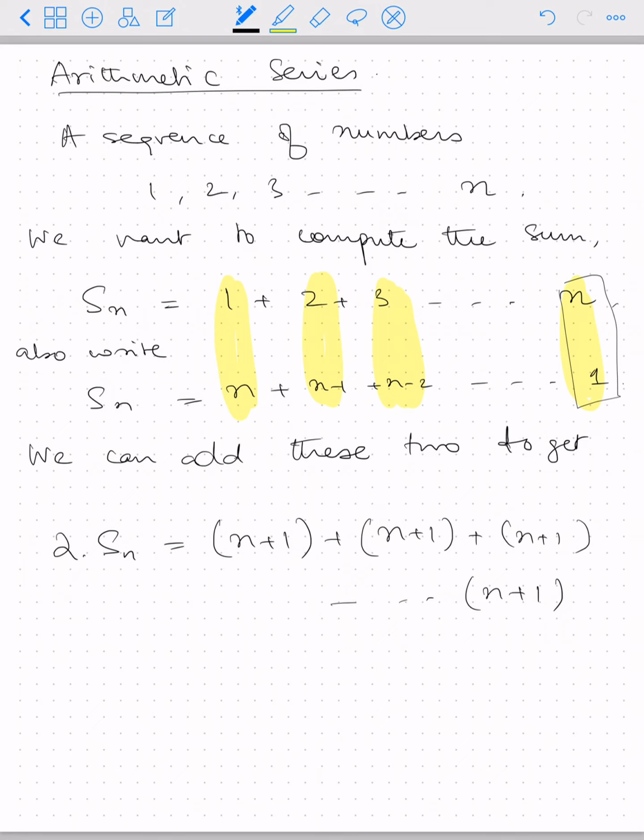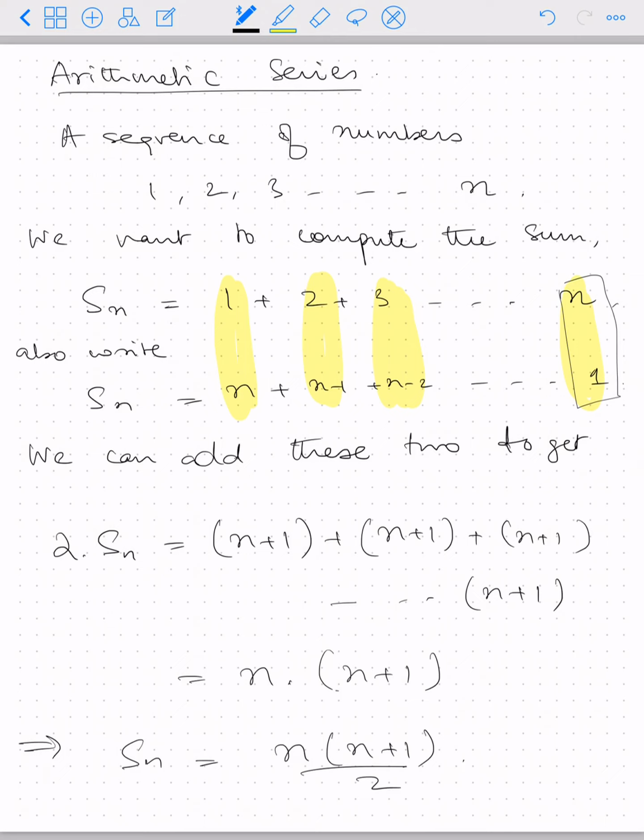Now how many terms do we have totally? Obviously we have a series going from 1 through n, so this is basically n times n plus 1, which means that Sn is equal to n times n plus 1 divided by 2. Okay, and so that is basically the simple way to compute the sum of a series.